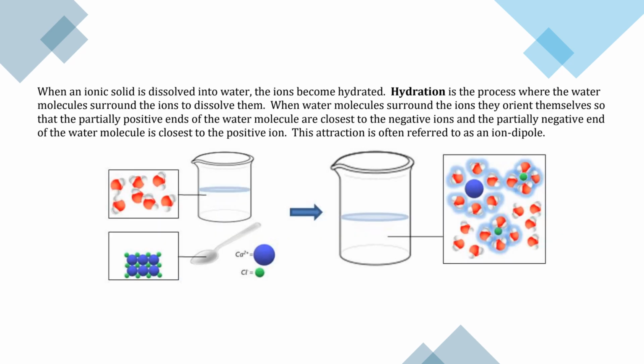When an ionic solid is dissolved into water, the ions become hydrated. Hydration is the process where the water molecules surround the ions to dissolve them. When water molecules surround the ions, they orient themselves so that the partially positive ends of the water molecule are closest to the negative ions, and the partially negative end of the water molecule is closest to the positive ion. This attraction is often referred to as ion-dipole, which we saw a couple units ago at least.